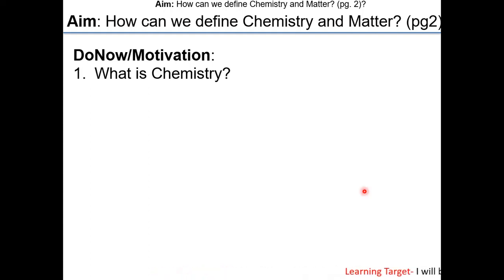The first unit in this course is matter. In this lesson, we'll be talking about different types of matter. Go to page 2 in the class packet. You can download the class packet from my website under Unit 1. The link will be in the descriptions.